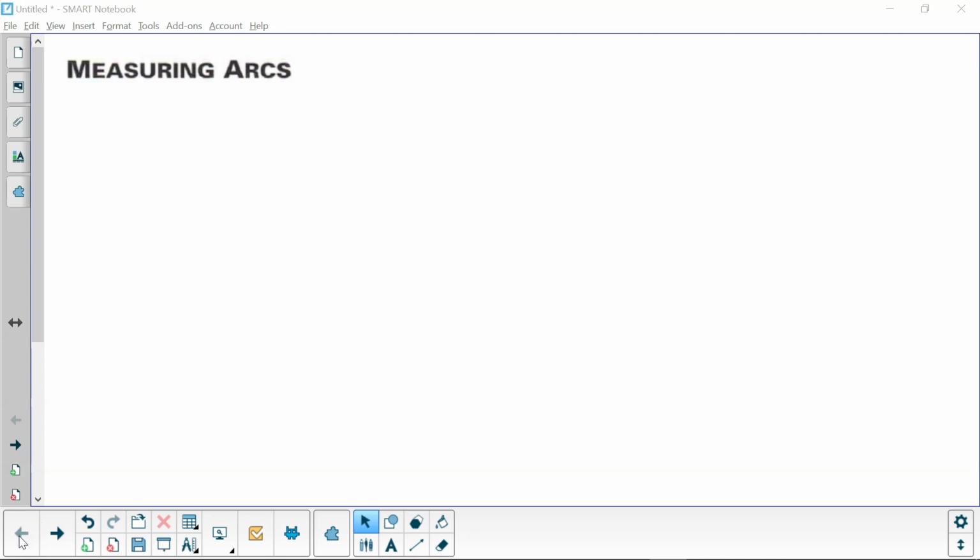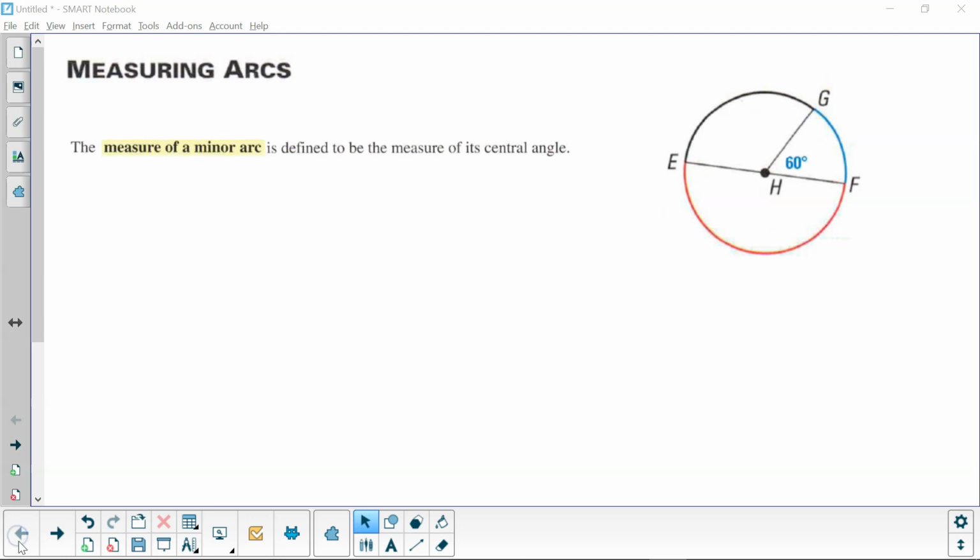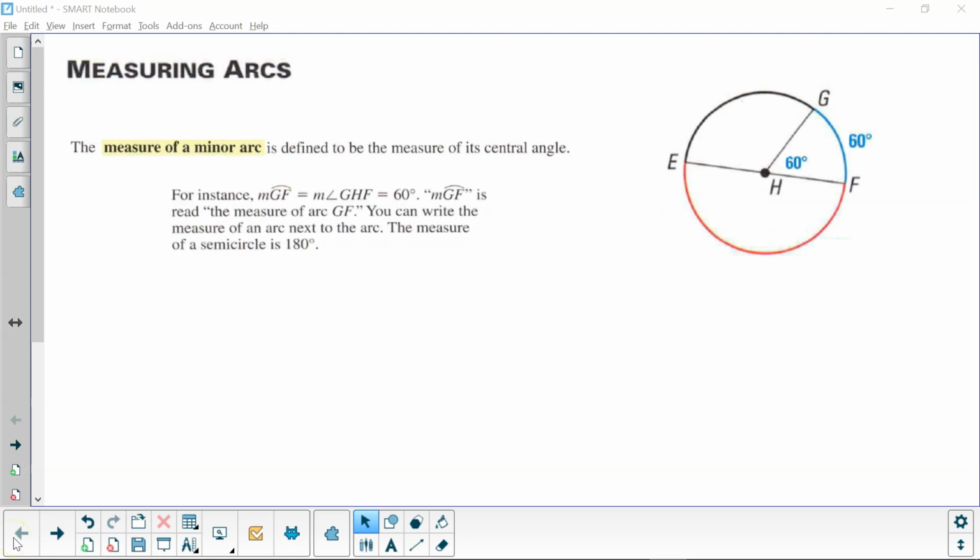Let's look at measuring central angles and solving for arcs, both major and minor. Here we have the diagram of a circle with a blue minor arc and central angle. Always remember, the measure of a minor arc is equal to its intercepted central angle, like this. Angle GHF equals 60 degrees, therefore the measure of minor arc GF is also equal to 60 degrees.